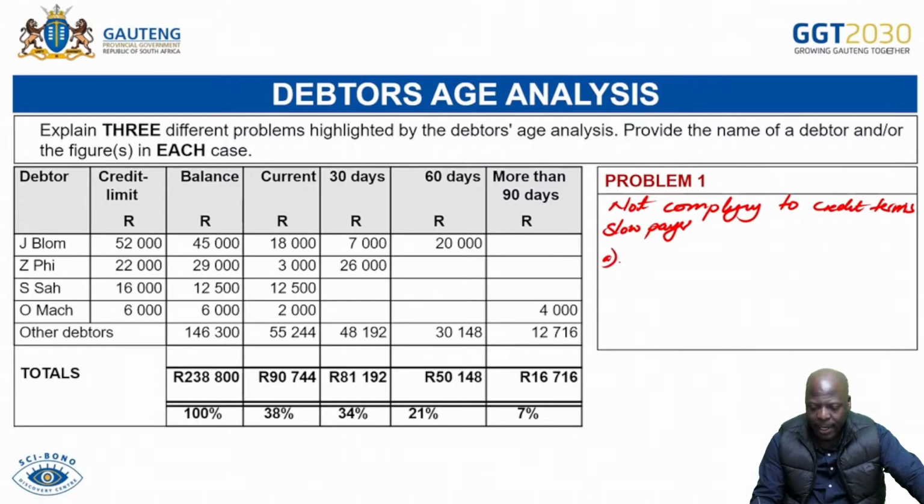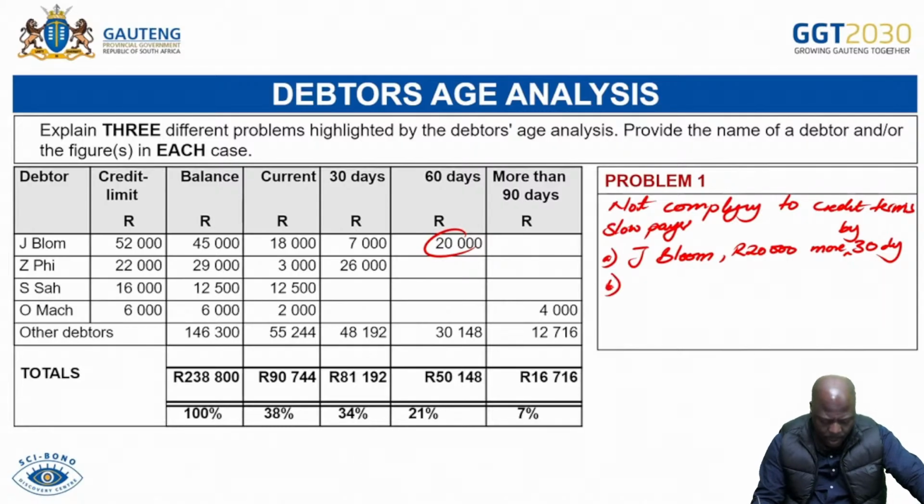Let's start with number 1, A. Whom do we see? J. Bloom. We see we have J. Bloom here. He's owing 20,000, which is more than 30 days, more by 30 days.